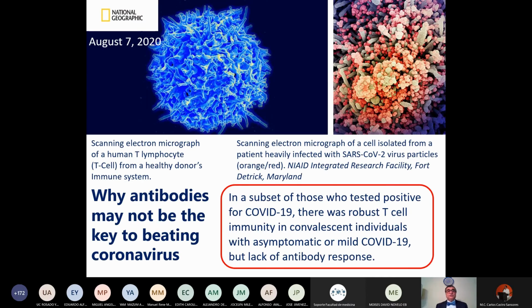As far as immune response is concerned, this came out actually last month, in the August issue of National Geographic. And the investigators questioned whether antibodies are the key to go after the virus, okay? And this was based on a small study. The pool of patients was actually less than 50, all right? So they observed that there was a T-cell response, especially in convalescent patients and also asymptomatic patients. But they also saw a lack of antibody response.